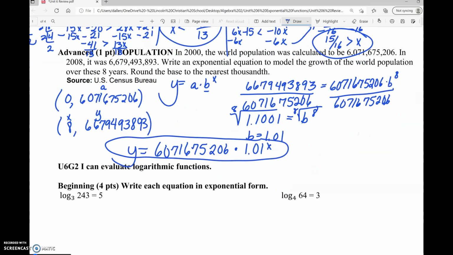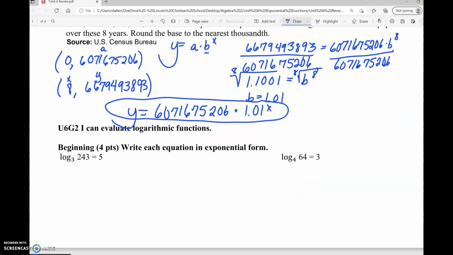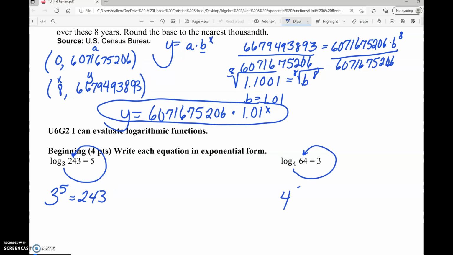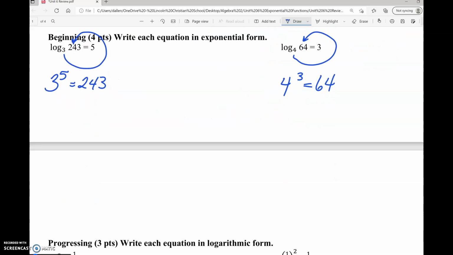All right, then we went into logarithms. So writing in exponential form, so 3 to the 5th equals 243. So you always start at your base. Base here is 4. 4 to the 3rd equals 64. Again, these should be true when you write it. So if you want to check it, 3 to the 5th should give you 243 if you wrote it right.